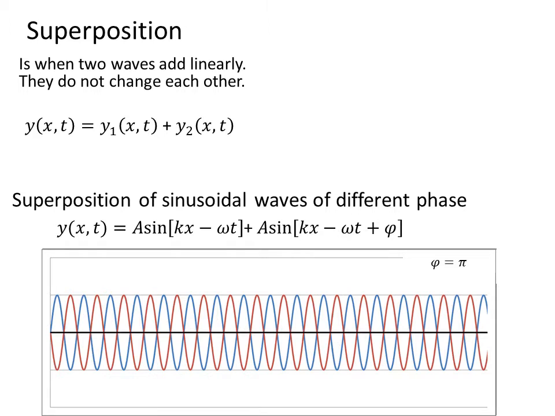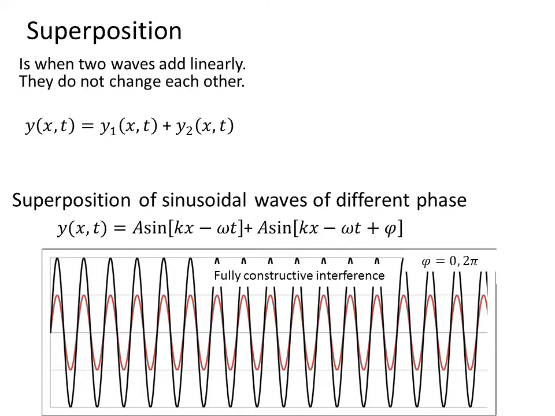If the phase goes to pi, the sinusoid becomes a straight line. This is called fully destructive interference. In the case where phi is equal to 0 or 2 pi, then this phase leads to fully constructive interference.